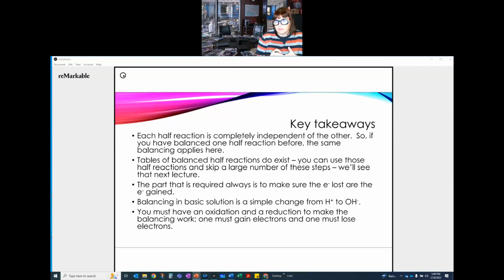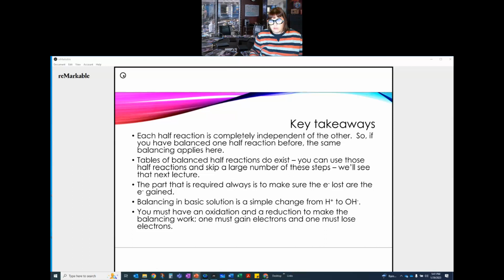Couple of things that we need to talk about. Each half reaction is completely independent of the other. So if I balanced one half reaction before, the same balancing applies in the next case. The standard reduction potential tables have balanced half reactions that you can work with. You need no justification for that. If I ask you about something on the test and it's in that list, just pull it over and say standard reduction potential. Not a big deal. So tables of balanced half reactions do exist. You can use those half reactions to skip a large number of the steps. We will show you that next lecture.